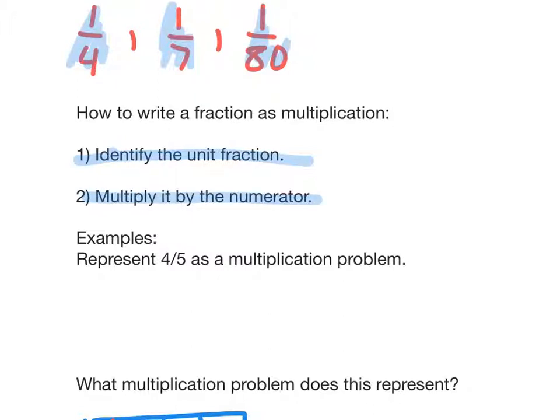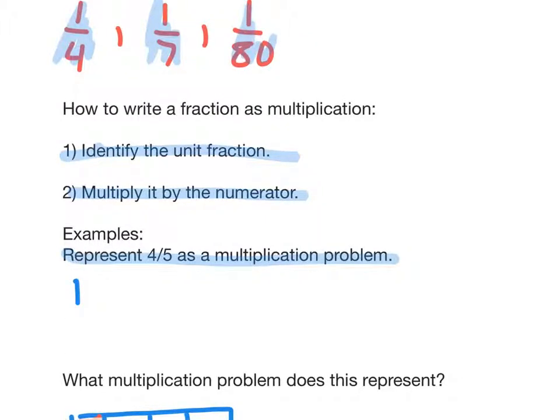Okay, example. If I need to represent 4/5 as a multiplication problem, my unit fraction, remember unit fractions have 1 in the numerator, and the denominator is going to be the denominator of the fraction that you're dealing with. In this case, it's a 5. So 1/5 is the unit fraction. That's step 1.